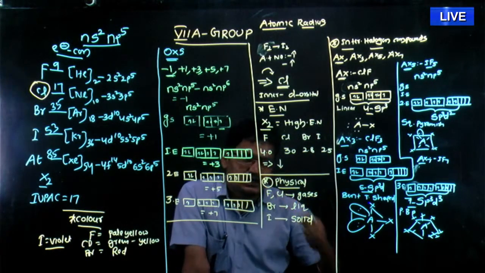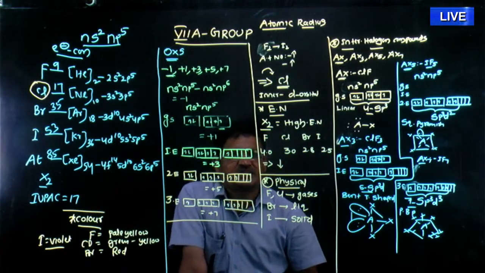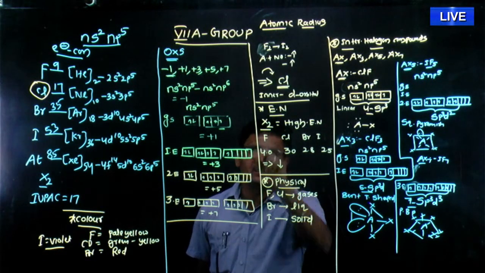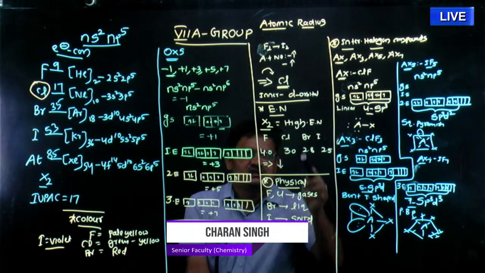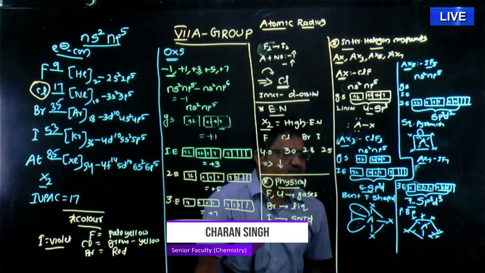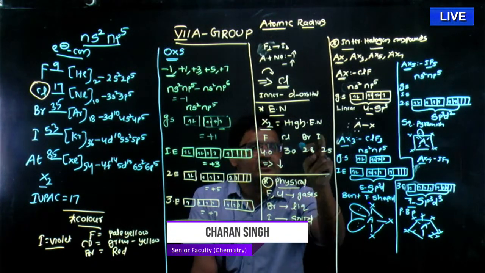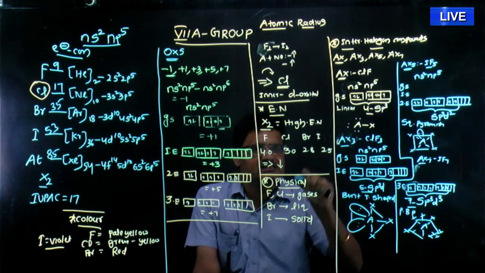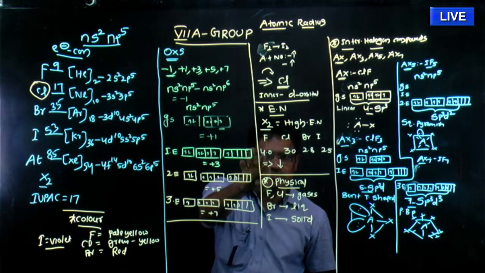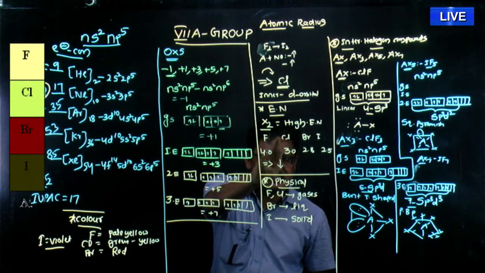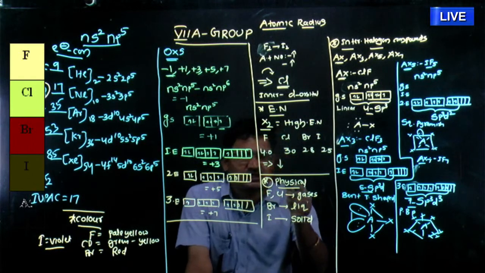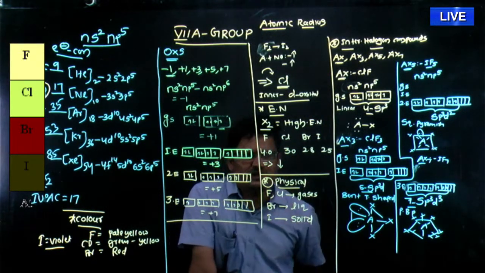Next, electronegativity. What is the definition of electronegativity? The tendency of an atom to attract the shared pair of electrons in a diatomic molecule is called electronegativity. These halogens have high electronegativity. Electronegativity decreases from top to bottom. I will give a good technique for this: fluorine, F, is 4. Chlorine, 3 letters, is 3. Bromine, B, is 2.8. Iodine is 2.5. That's why electronegativity decreases from top to bottom.